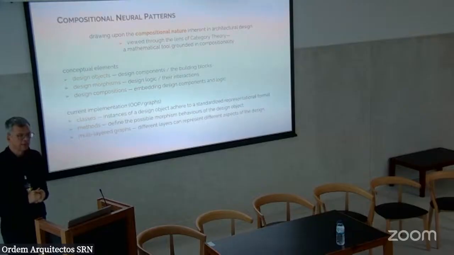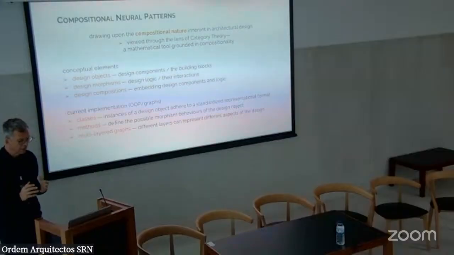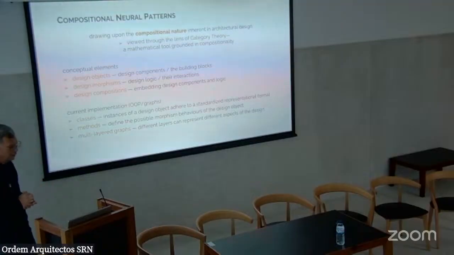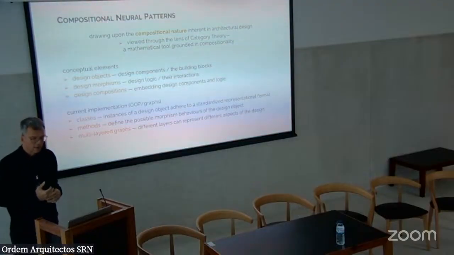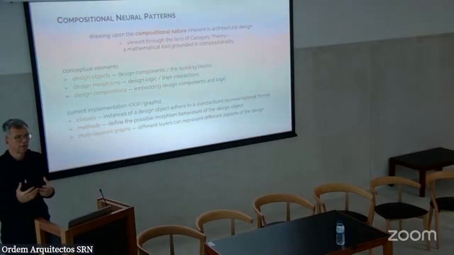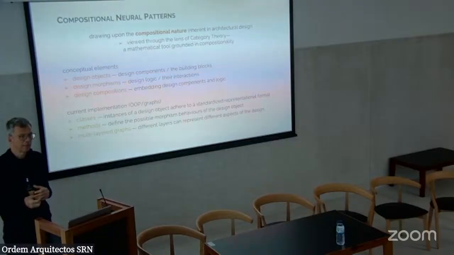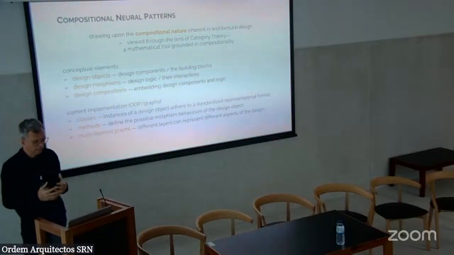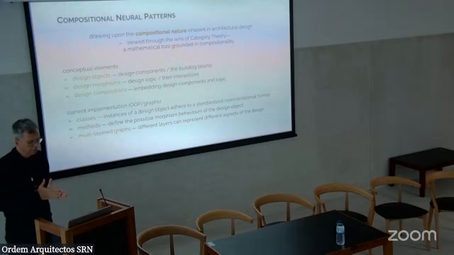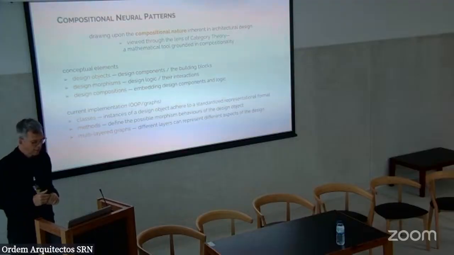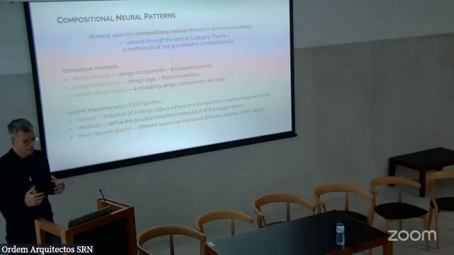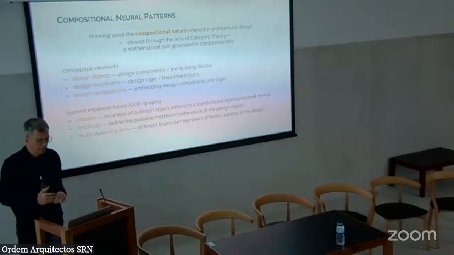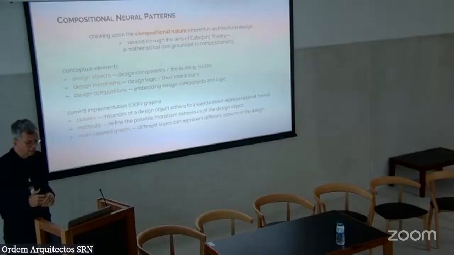And so in category theory, there are three basic conceptual elements defined. These are objects, morphisms, and compositions. And so translating these to design, the design objects are design components, are building blocks, but they don't have to be physical elements of the building. They can also be conceptual aspects or building blocks. The morphisms point to the design logic. This is the interactions between these design components. And then the compositions, of course, are compositions of these elements and morphisms that embed the design components and their logic.